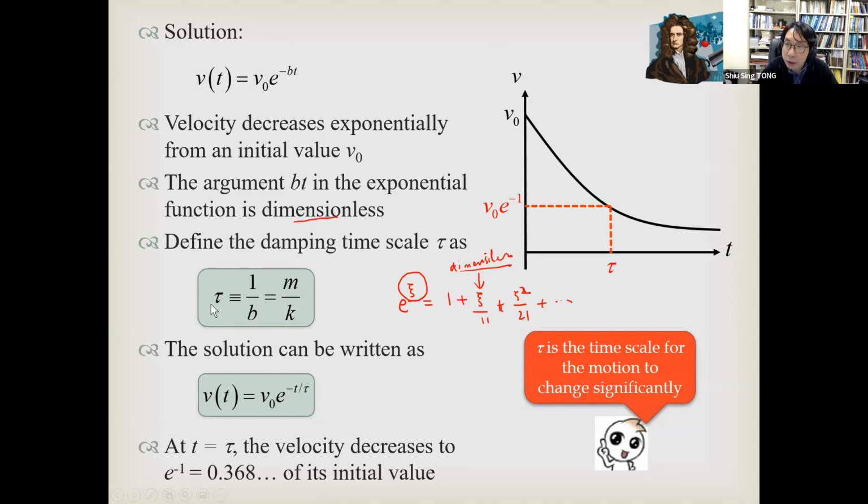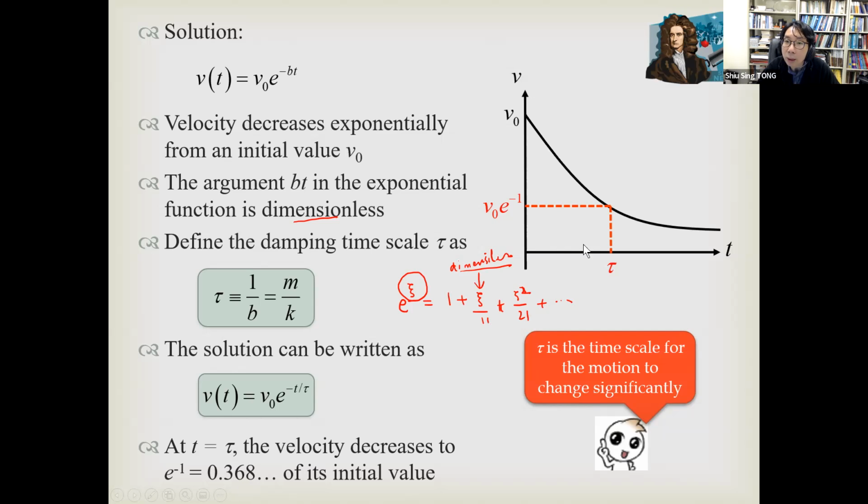Okay. Now, what is the meaning of tau? In terms of tau, I can write the solution as e to the power minus t over tau. What does it mean? Tau is a time. And when t is equal to this time, tau, the exponential factor is simply e to the power minus 1, right? Because here we have t over tau. So if t equals tau, this is just 1. So I have e to the power minus 1, which is 0.368. It is about 37% of the original value.